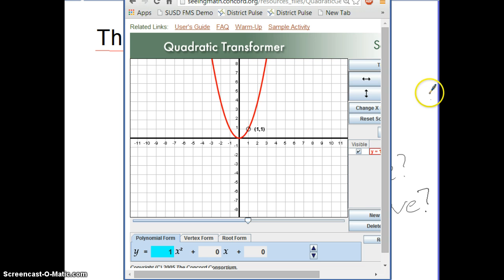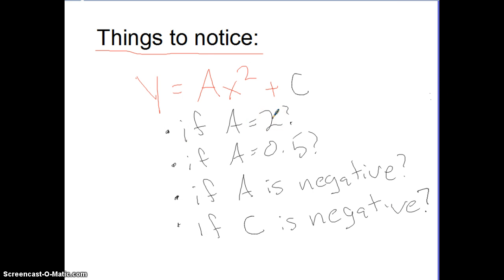Okay, so now I can answer a couple of my questions here. What happens if a is times 2? What happens is that the parabola is narrower. So the parabola goes from a normal parabola, and if I multiply by 2, it becomes narrower. So that would be 2x squared.